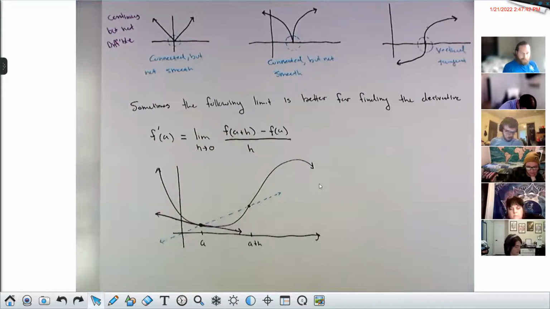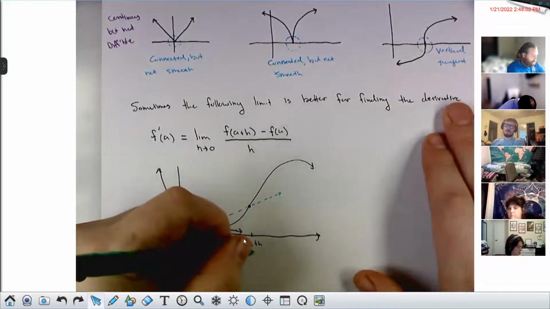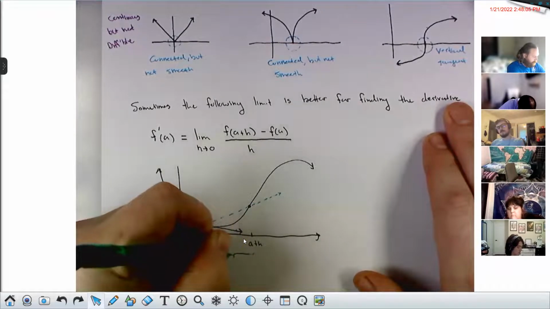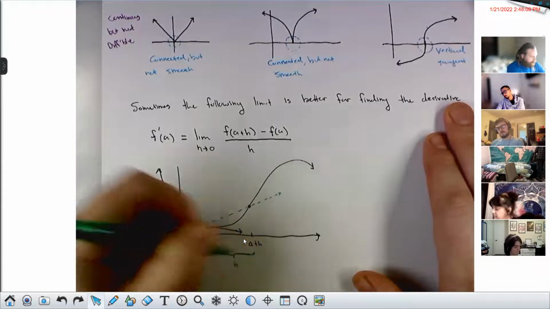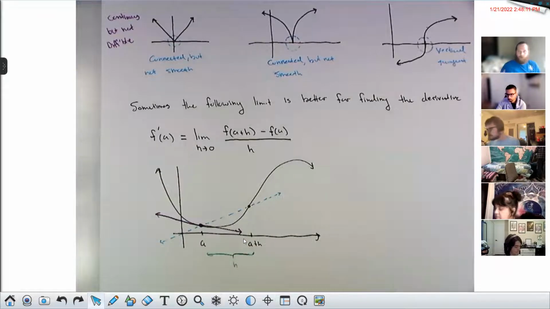The difference is just a difference of notation. So instead of calling this A and calling this X, I identify this point by its distance from A, which I call H. So the horizontal separation there is H. And by sending H to 0, I bring the points together. Same sort of thing.